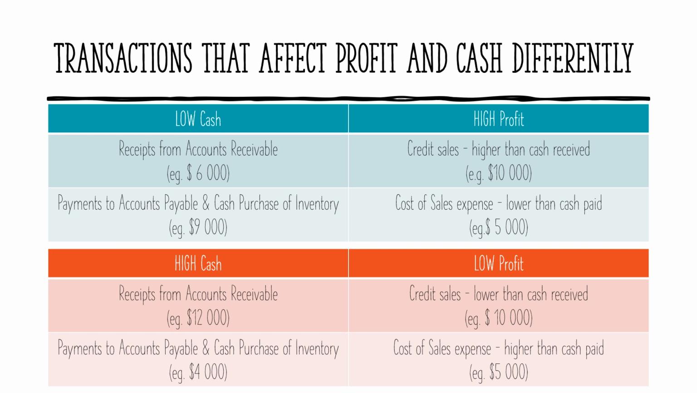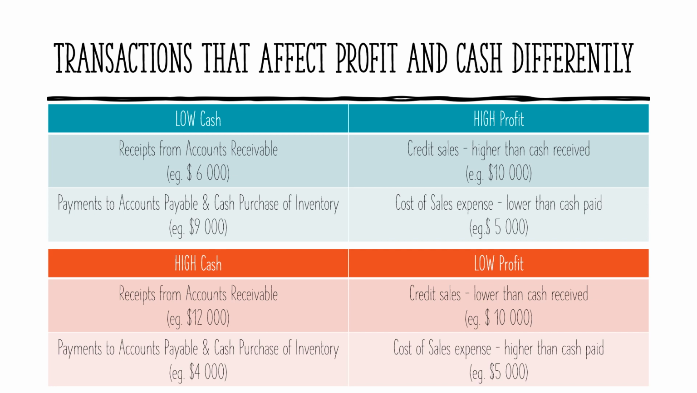In the second example, we have payments to accounts payable and cash purchases of inventory totaling to $9,000. However, the cost of sales expense recognized in the same period were lower than the cash paid at $5,000. This leads to high profit but low cash.